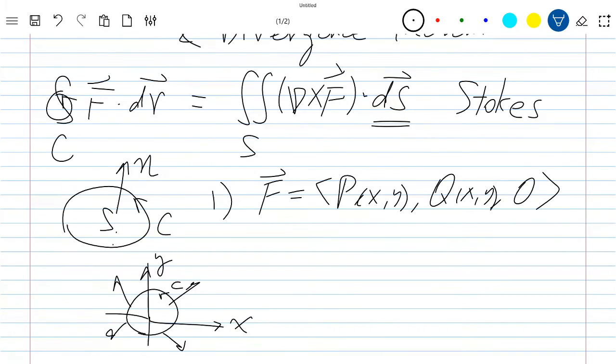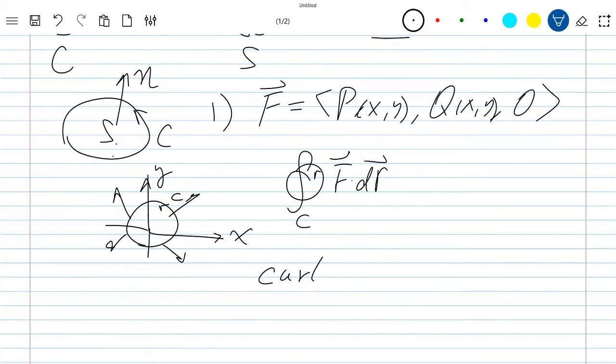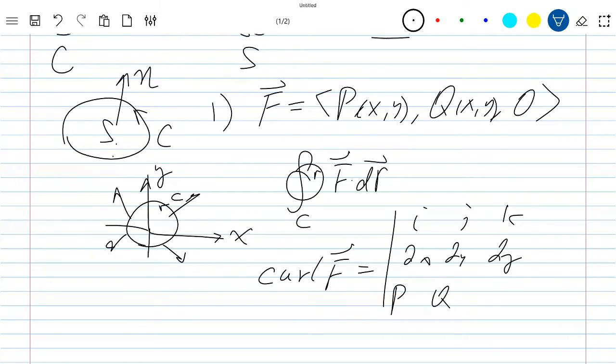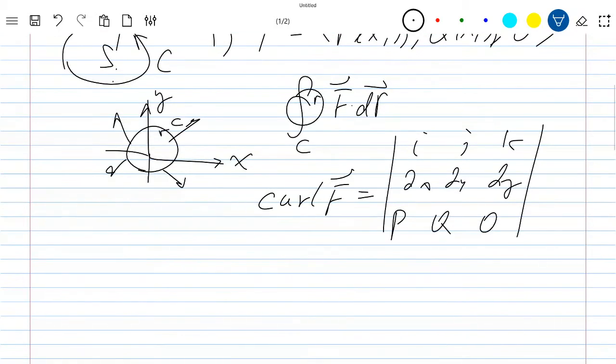So the left-hand side is just what we have in Green's theorem. Right? Let's see what we have on the right-hand side. If you take its curl, then its curl equals the determinant of i, j, k; partial x, partial y, partial z; P, Q, 0. Q is independent of z, so that term is 0, and P is independent of z, so that is also 0. You only have the last term, which is Qx minus Py.